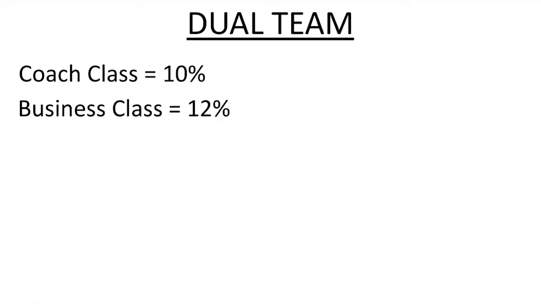So how does this work and what would be your pay? If you come in on coach class, you get paid 10% of the lesser leg. If you come in on business class, you get paid 12% of the lesser leg. If you come in on first class, you get paid 15% of the lesser leg. So let's break this down.